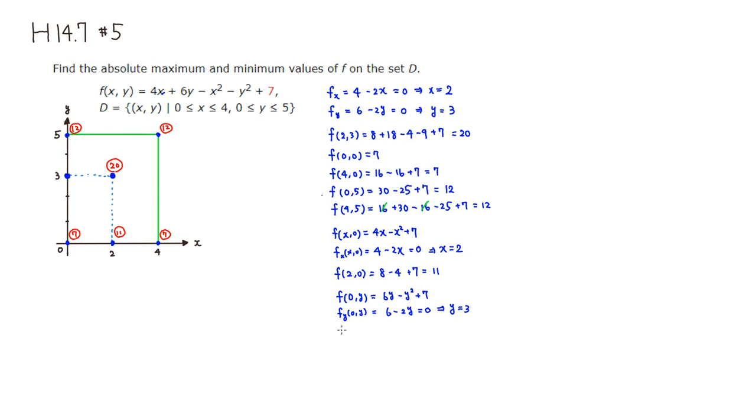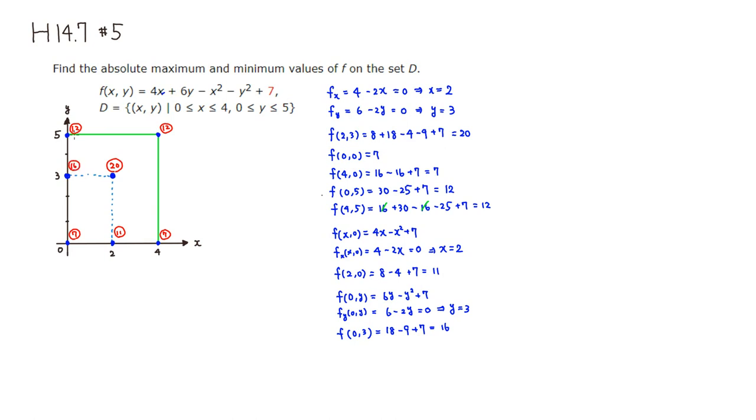So let's find the value there. So f of 0 comma 3. Since x is 0, 3 times 6 is 18, and x squared is 0, minus 3 squared, which would be 9, plus 7. So you're going to get 9 plus 7, so it's 16. So you get a value of 16 at 0 comma 3. So you have a 16 here.